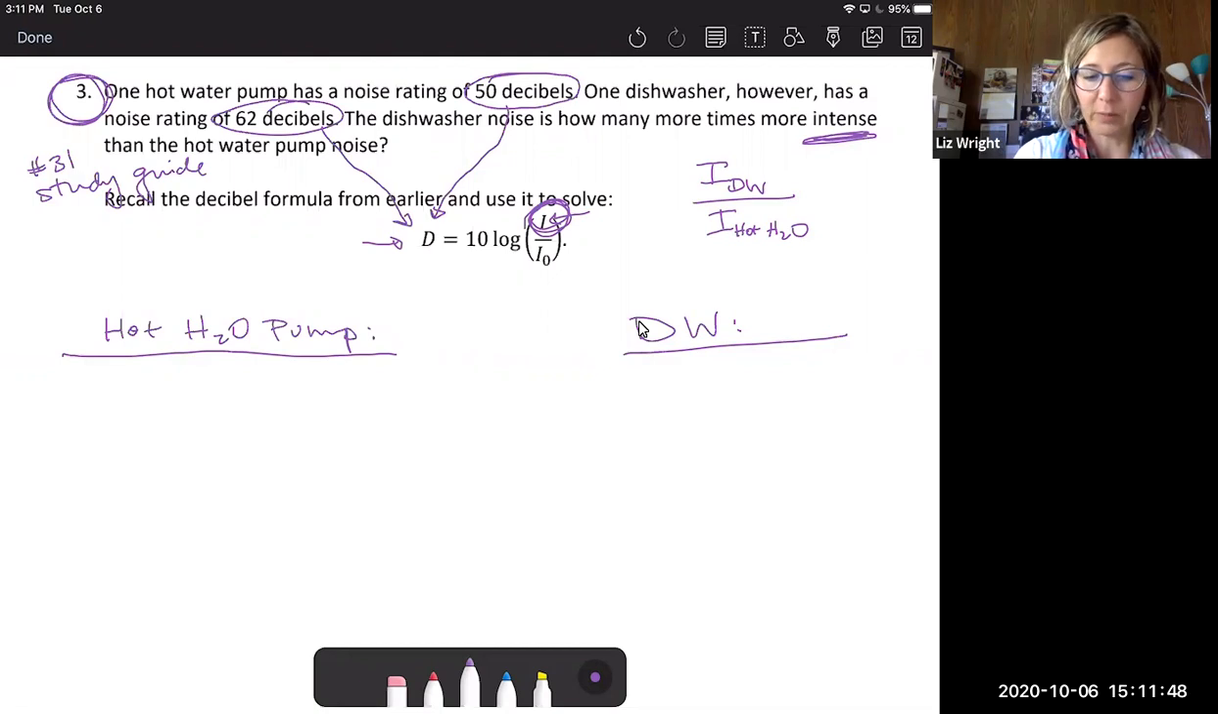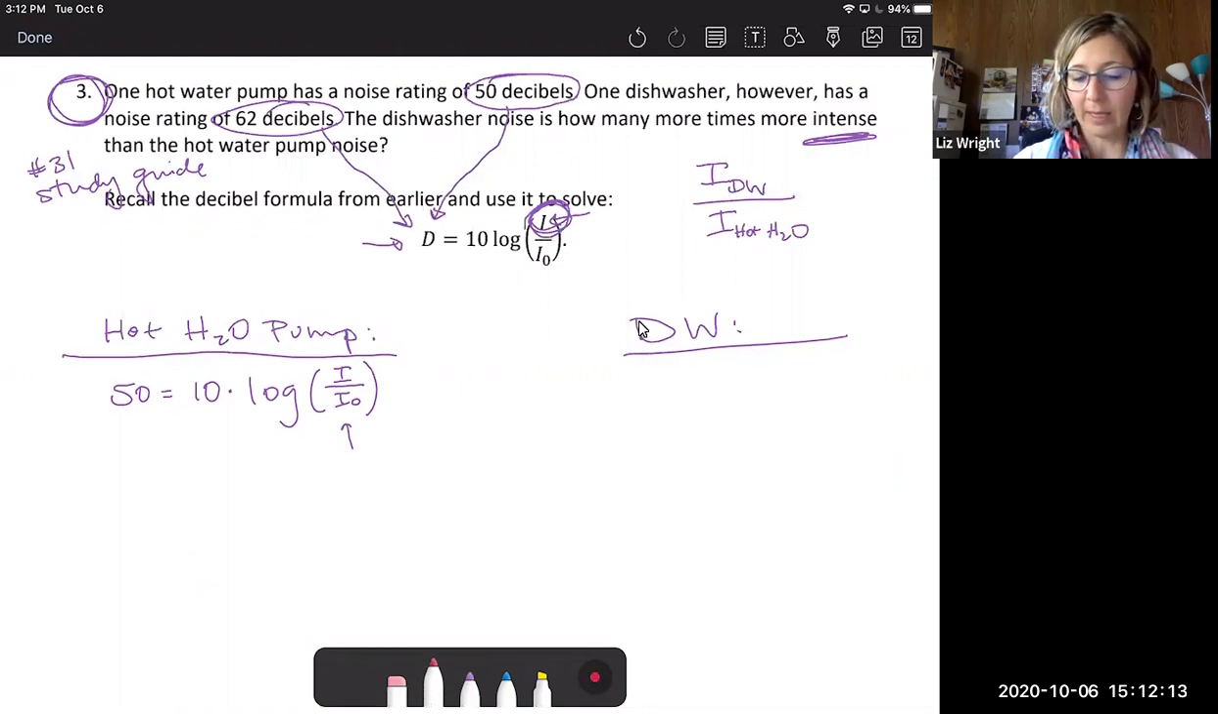All right, so let's look at the first one. The hot water pump we know is 50, so it's going to be 50 equals 10 times the log of I over I sub 0, which we don't know. And again, think about the fact that we're solving for our argument. When we're solving for our argument, what's our process? How do we get that argument all by itself? Remember from the previous video, you have to convert it into exponential form to get the argument by itself.